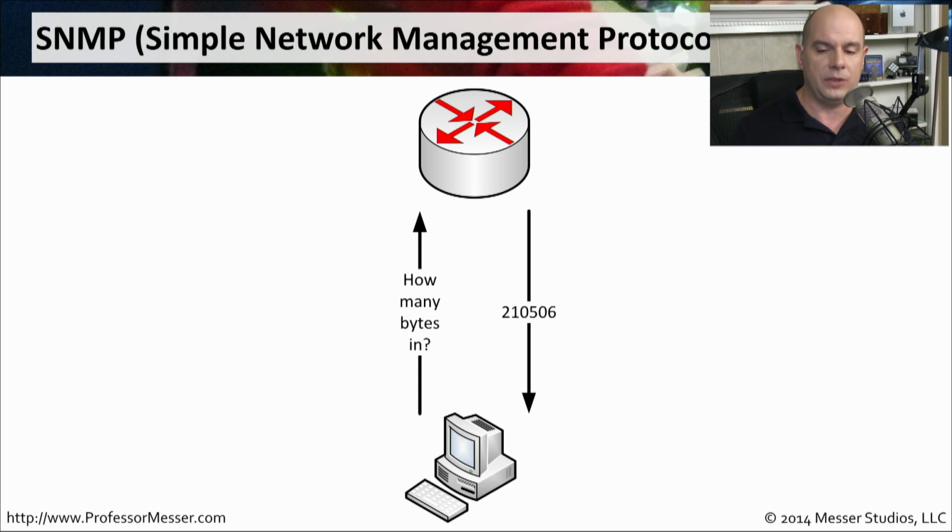That's why we built this protocol, where we are sending a query to a device like this router and saying, could you tell me how many bytes have come into a particular interface on that router since the last time I checked or since you were booted up? There's different ways to ask for these things and extrapolate them. And the router is going to reply back with a number. So in this case, the router replied with 210506. Just gave a simple unprocessed, here's the answer.